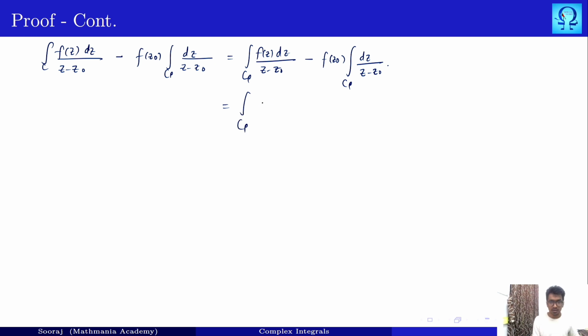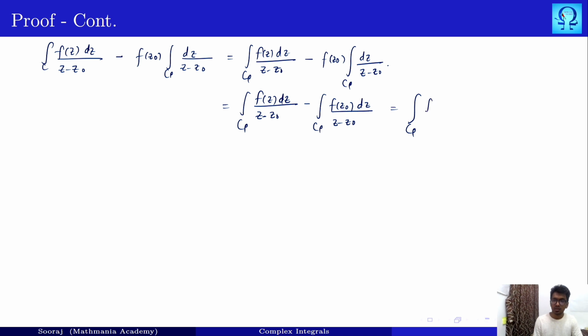Okay. And what? Integral of f of z dz upon z minus z naught, minus integral over the contour of f of z naught dz upon z minus z naught. We can combine these two integrals. So when we combine, this is the integral over the contour of f of z minus f of z naught upon z minus z naught dz. Right? So this is what we have. Okay. So we mark this as equation 3.